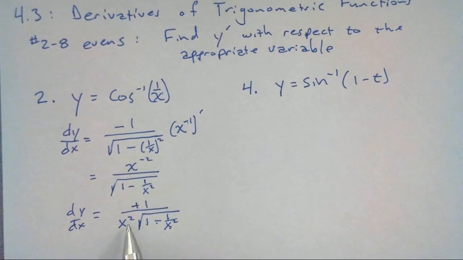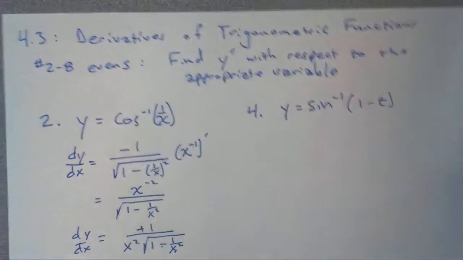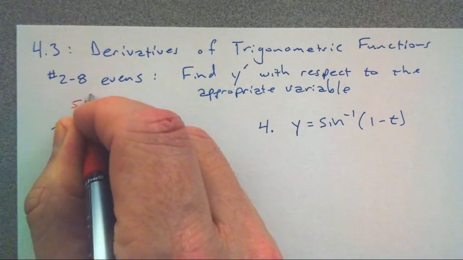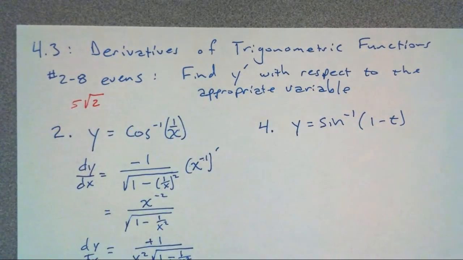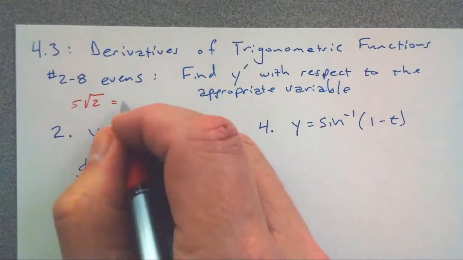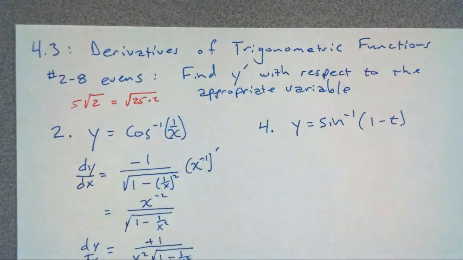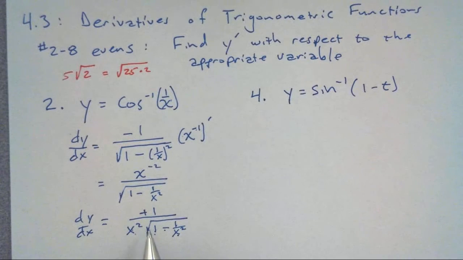So to clean that out, I've got these little x squareds in here. We don't typically do this, but much like, say, as a sidebar, if I had 5 times the square root of 2, it would be weird to do, but I could make this the square root of 25 times 2 if I wanted. And so I'm thinking about bringing this x squared in as a square root of x to the 4th.